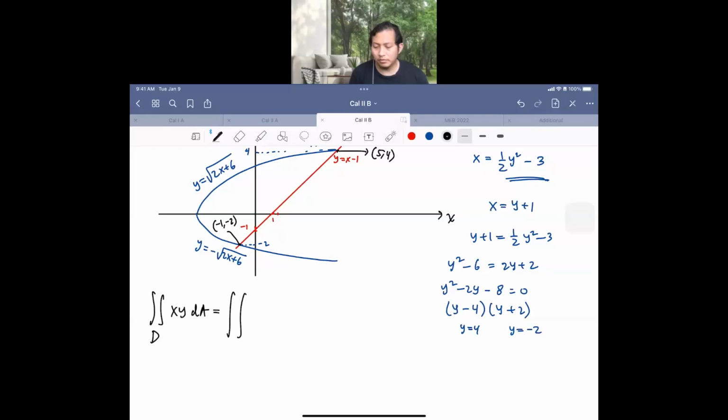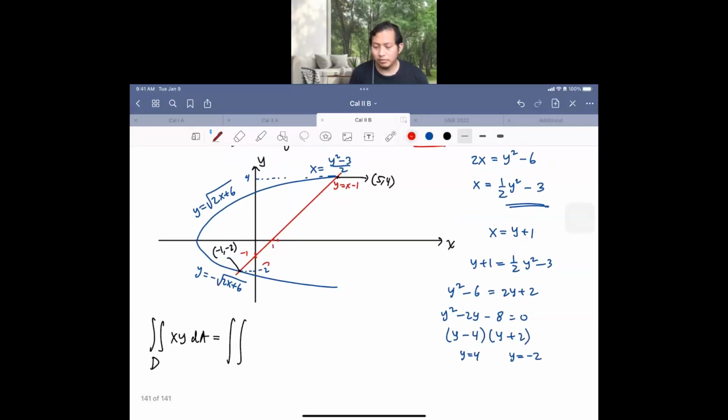So we could say that the double integral of xy dA will be equal to, we take the function of y for our case, so we evaluate from negative 2 to 4. Then the integration will take x from y squared minus 3 over 2 up until the line y plus 1, of xy dx and then dy.